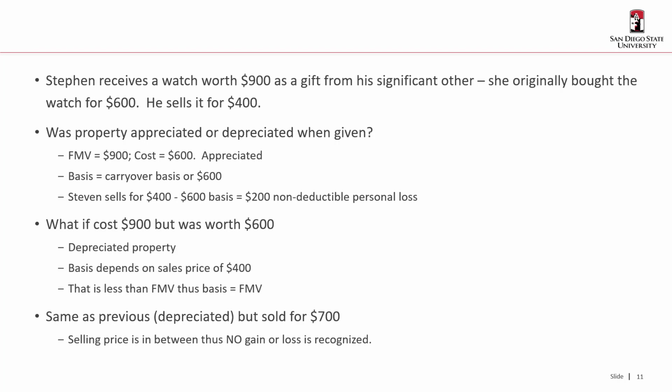Okay, what if we go through the same as the previous one? So it cost $900, but it was worth $600, and then Stephen sold it for $700. Since the selling price is in between the market value at the time of the gift and the original basis at the time of the gift, we call that in between. And what you do is you set the adjusted basis equal to the amount realized of $700, and as a result, no gain or loss would be recognized.